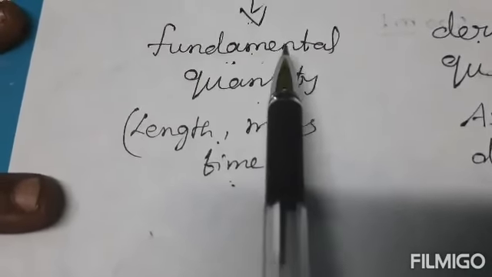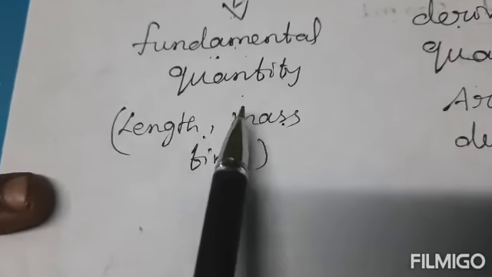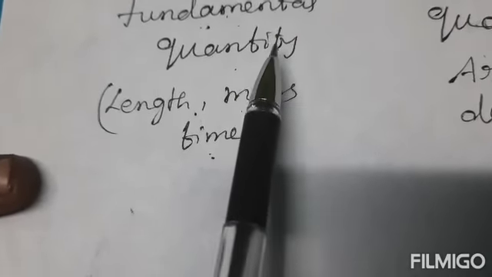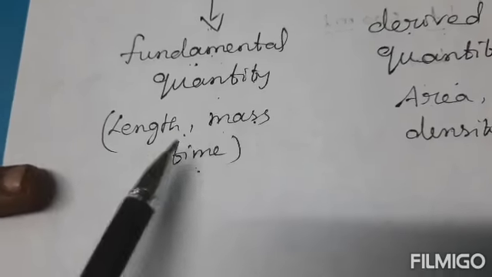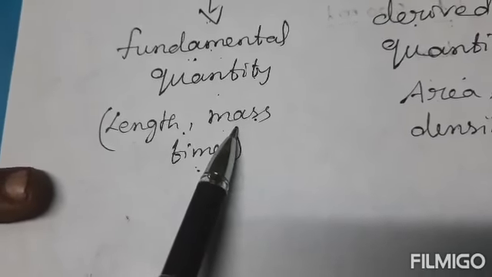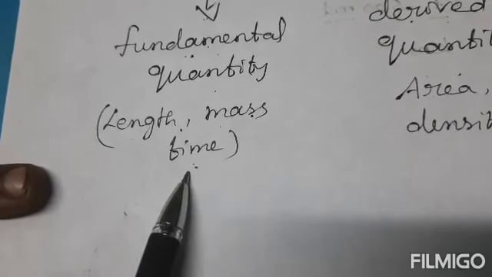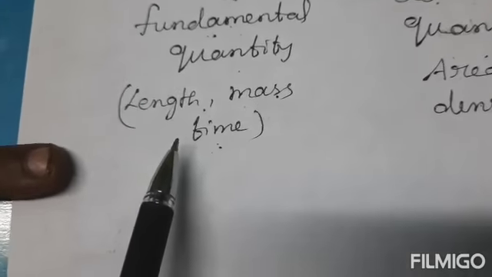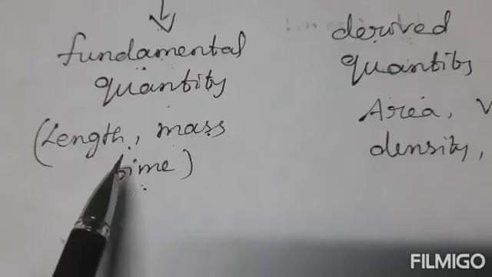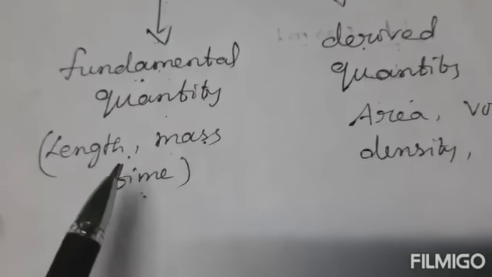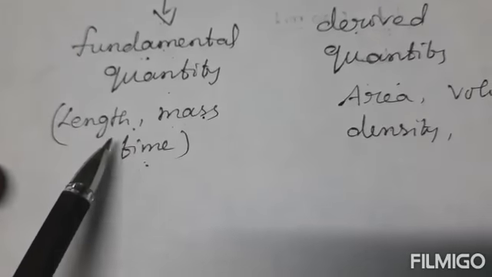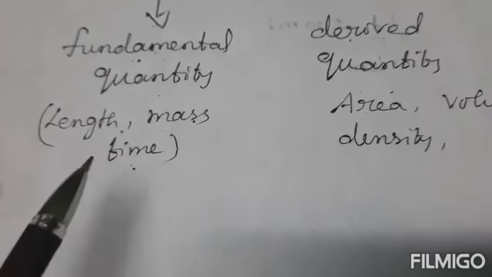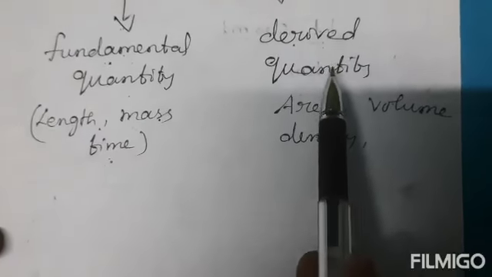Now, we can learn what is fundamental quantity. The quantities which cannot be expressed in terms of other physical quantities are called fundamental quantities. Length cannot be expressed. Mass also cannot be expressed. Time also cannot be expressed. What's the example? Length, mass, and time.